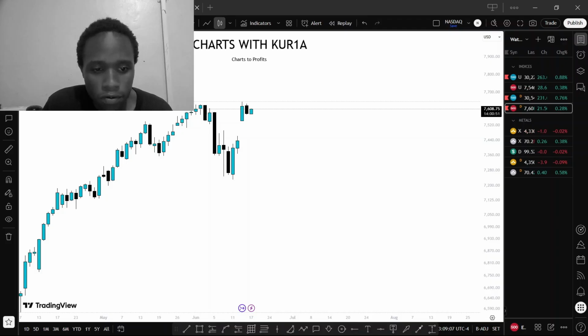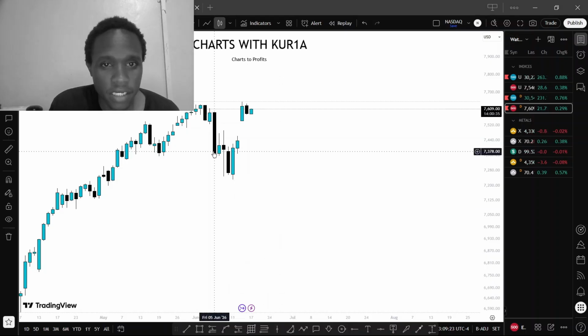Guys, and good morning. So this is a trade breakdown of the SP 500 trade that I took yesterday. I took it on Tuesday. Yesterday was Tuesday, the 16th of June 2026. So let's do a very quick breakdown of the trade and see how it came about.